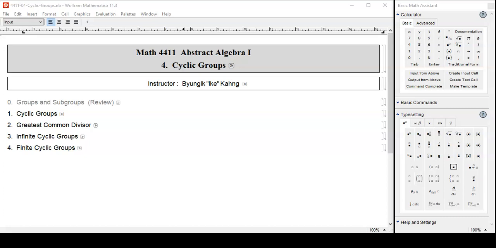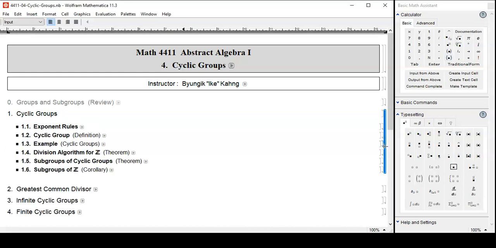Hello students, welcome back. We completed up to section 3. Now let's go to section 4, finite cyclic groups. Before that, however, let's do just one more recap. This time I'll be really brief.